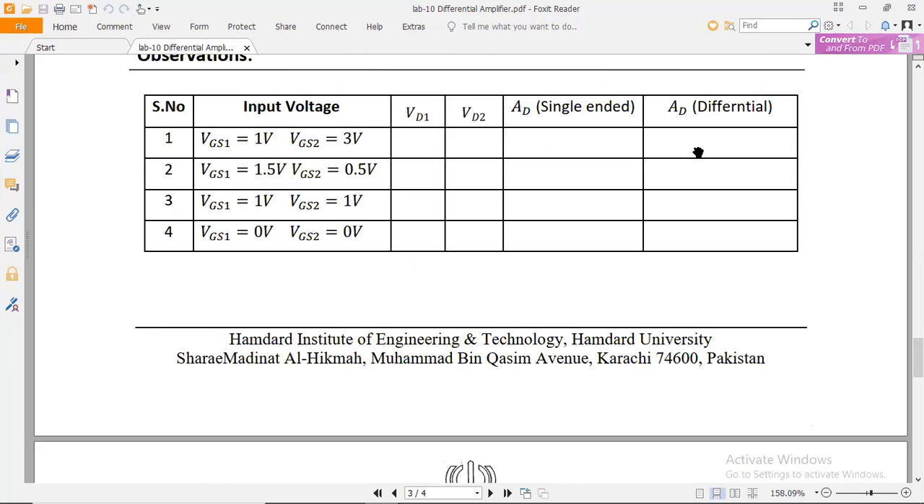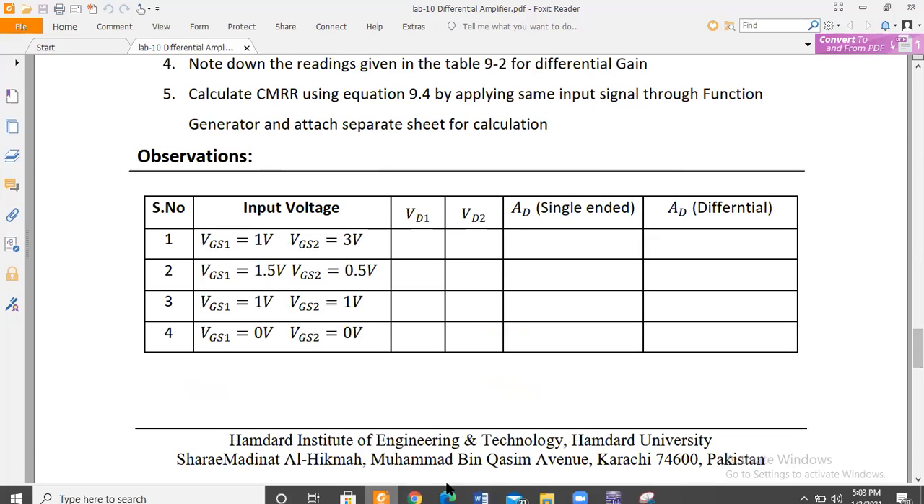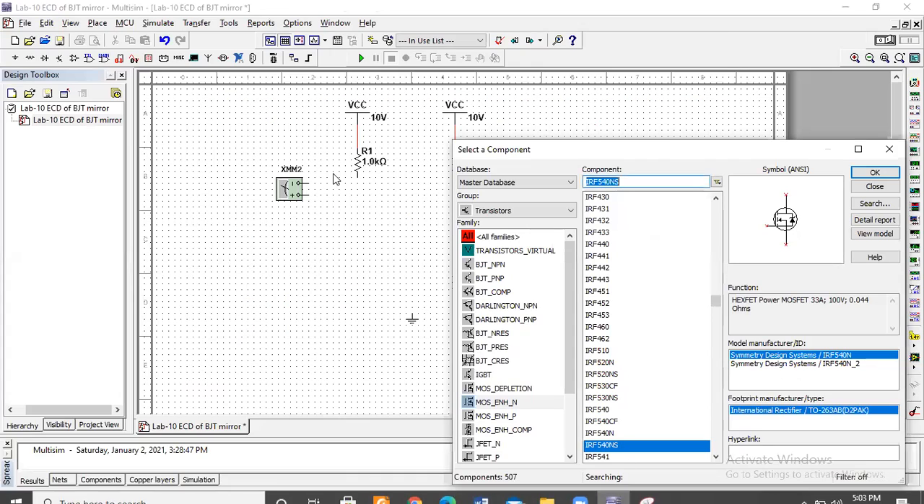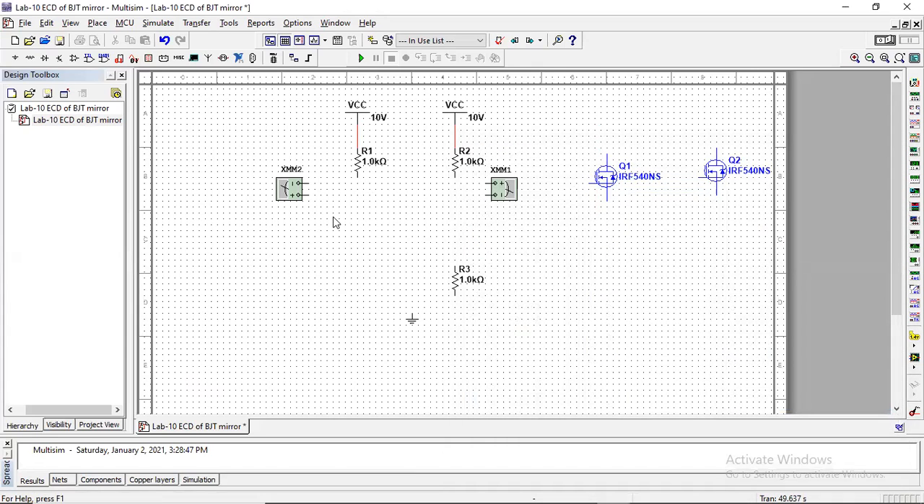Differential gain you can put at this level: this minus this, and divide by VD1. You can get the differential. The same scenario can be filled in this column, the fourth one. This can be done by Multisim simulation. I am making the simulation at this level, but you can also make it by yourself.